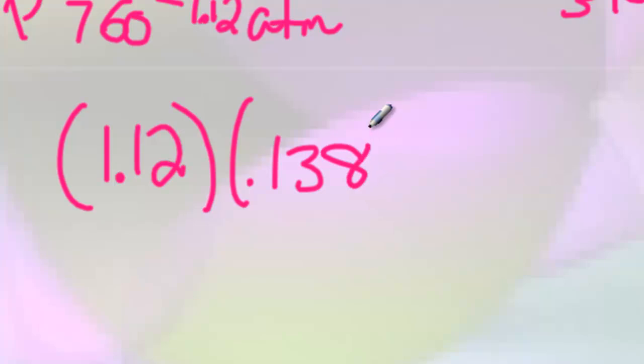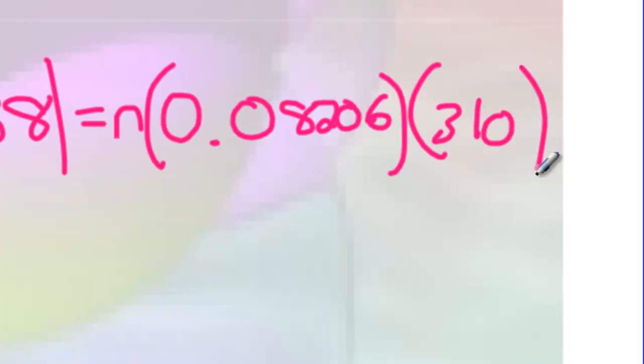PV equals nRT. All right, so P we just found out was 1.12. V is 0.138 liters. N, we have no idea. R, that's our gas constant, 0.08206. And T, which is 310. All right, now it's just an algebra problem.